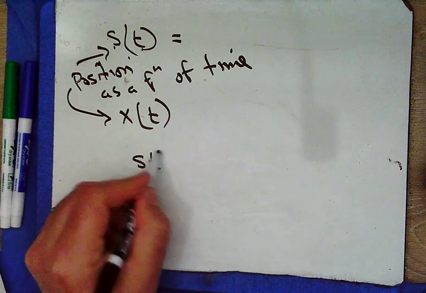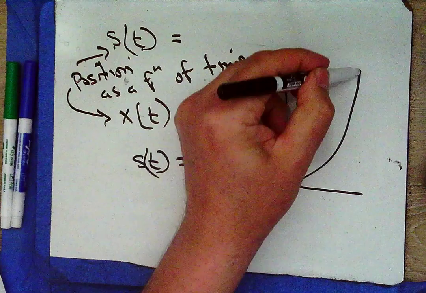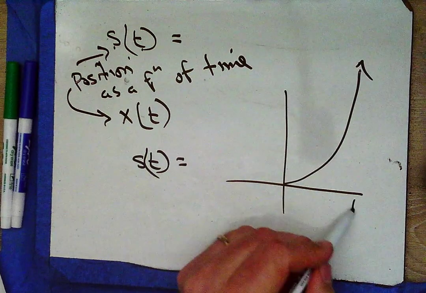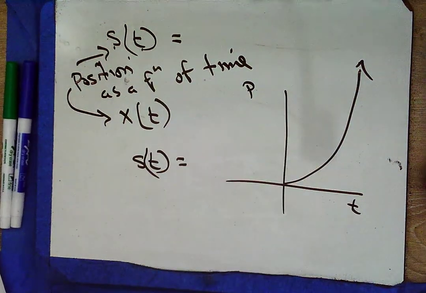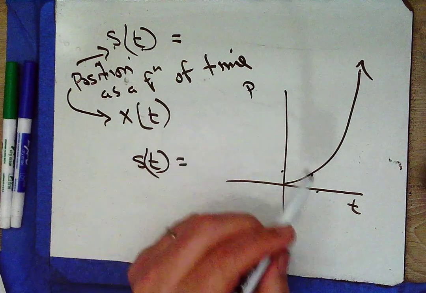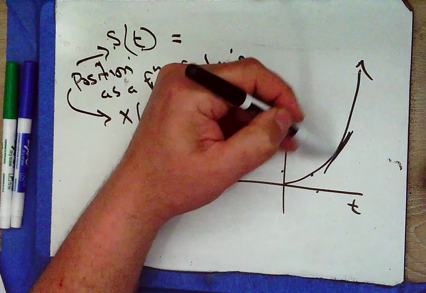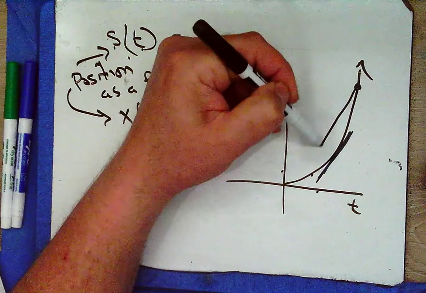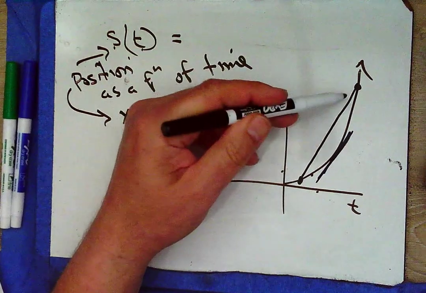If s of t is this parabola, okay, position with respect to time. Here's time, here's position, and this is my graph of I put in a time and I get out a position. Great. But if I want to talk about the rate of change in position with respect to time, I can do it in one of two ways. And we've seen this already. I can talk about the average rate of change.